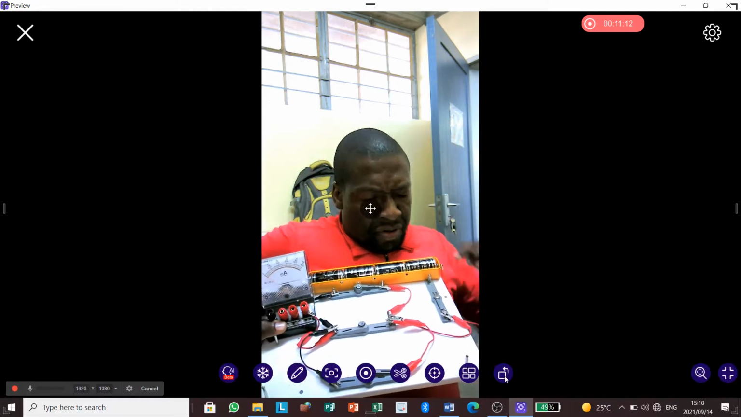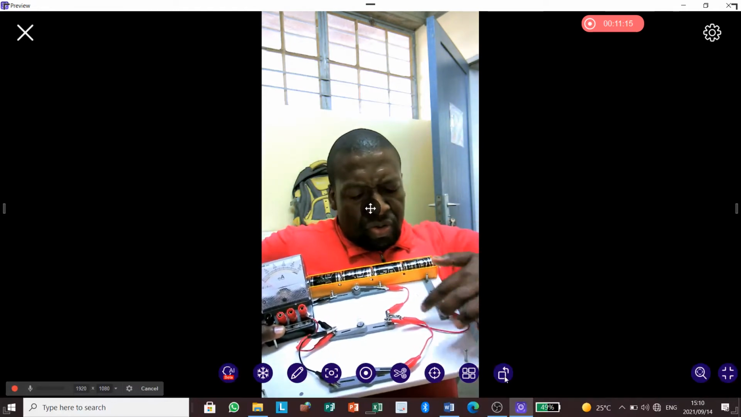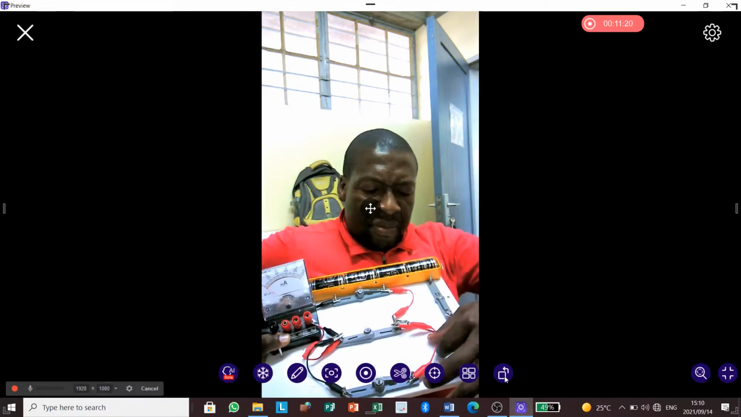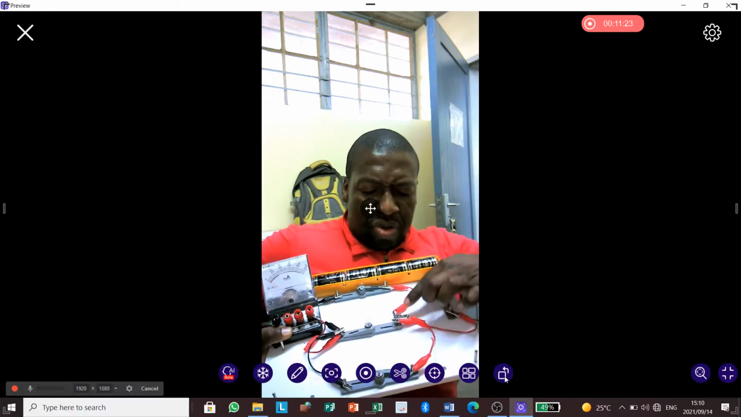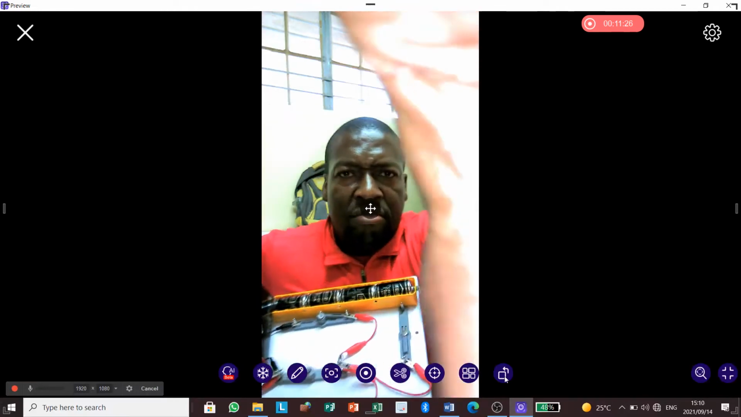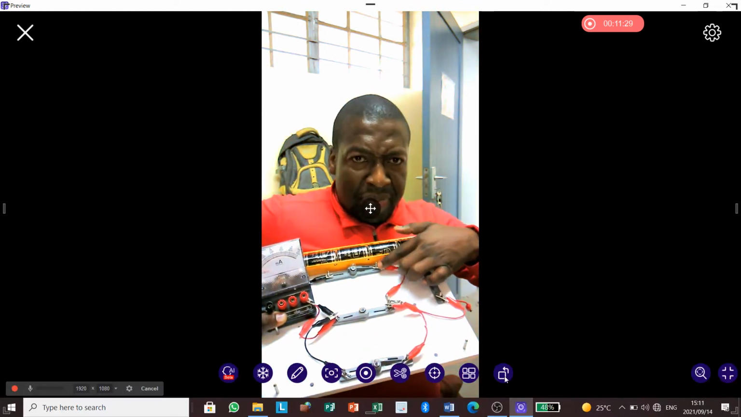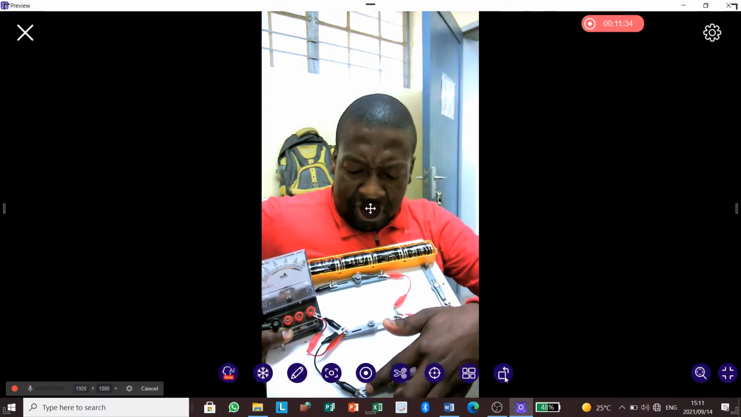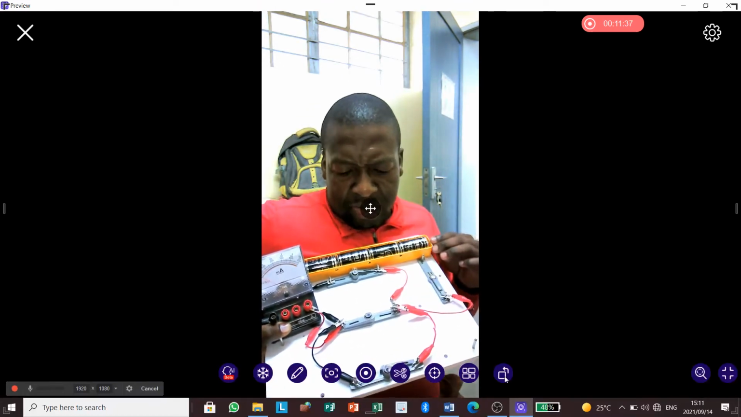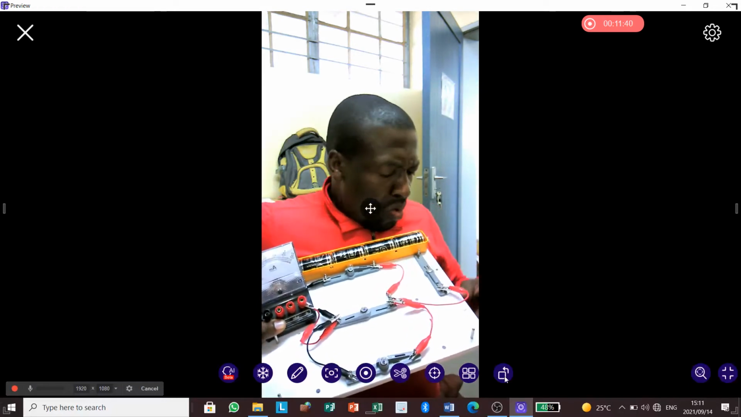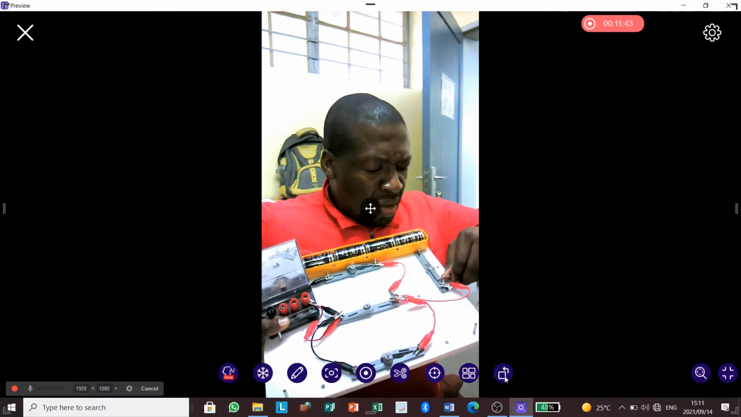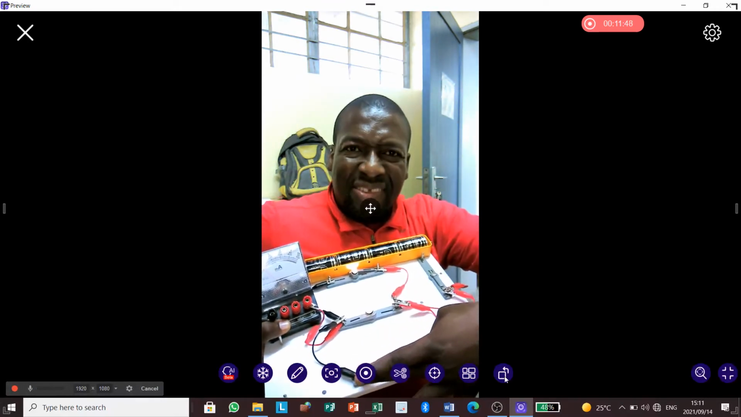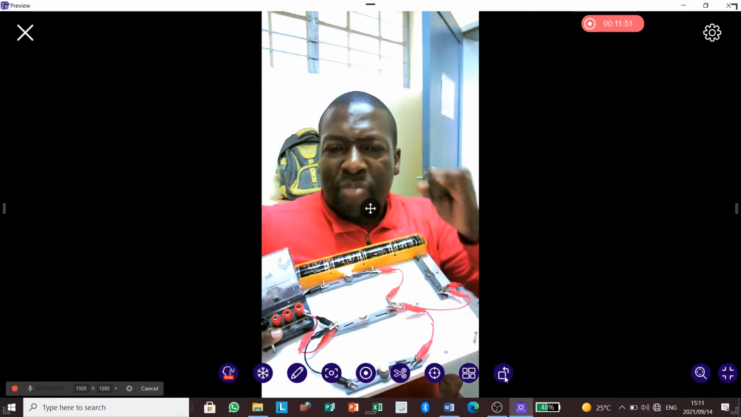So we say current travels here, goes into the switch, comes here. At this point, it is a parallel branch. So some electrons go into light bulb number 1, some go into light bulb number 2, some go into light bulb number 3. So let us be aware of that. And the brightness is all the same, because the potential difference is the same across the parallel branches.